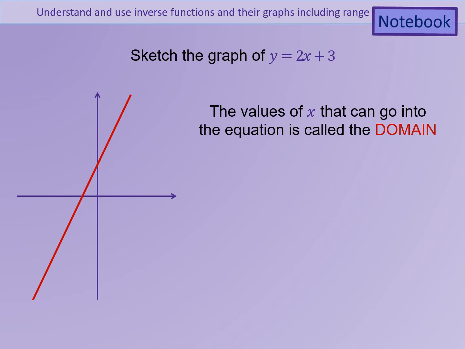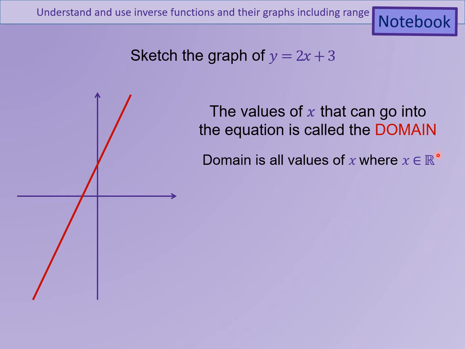What we call the domain is the values of x that can go into the equation. So in the case of y = 2x + 3, the x value that you've got here can work for any possible value. It doesn't matter what x value you think of, whether it's 2, 5, or 9, you can definitely put it in there, and this equation always works. So in this case, we would say that the domain is all values of x, where x belongs to the real numbers.